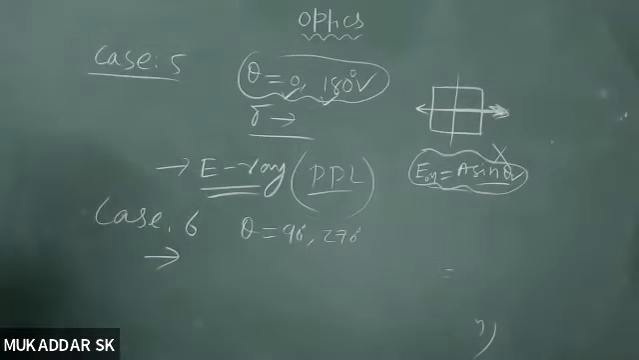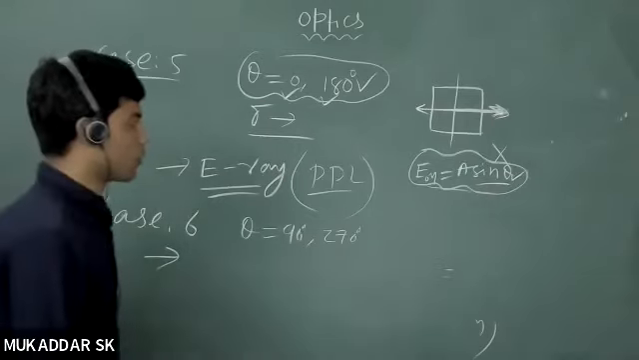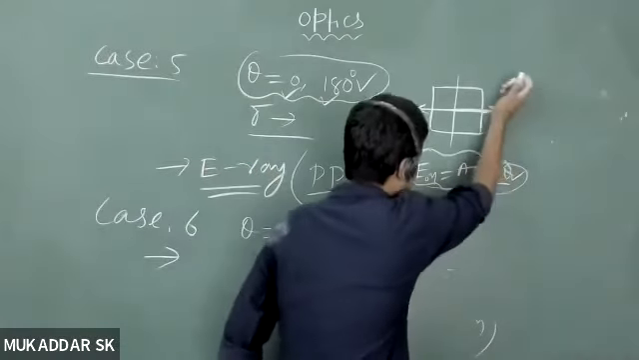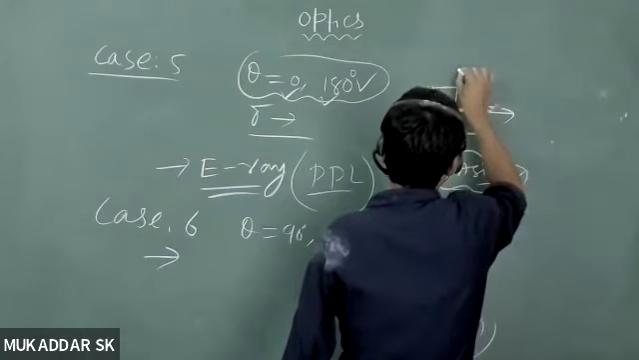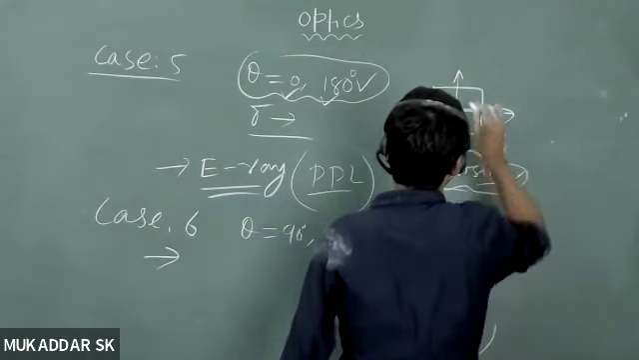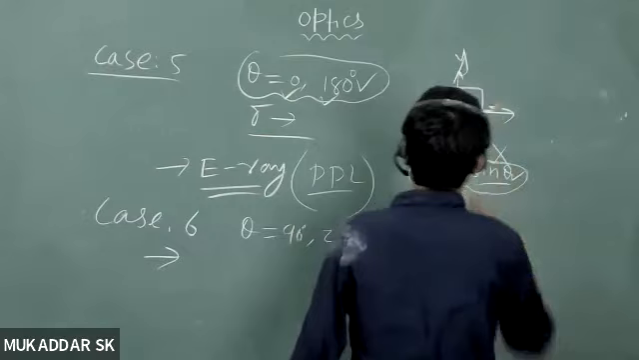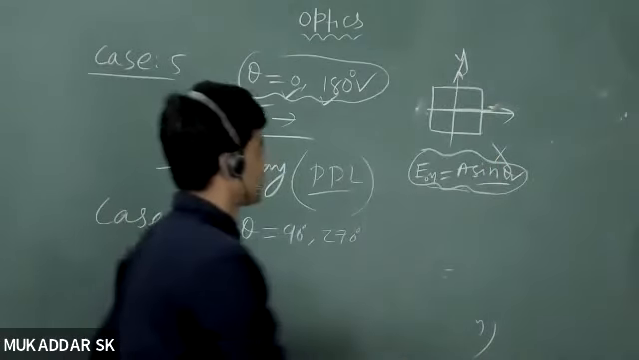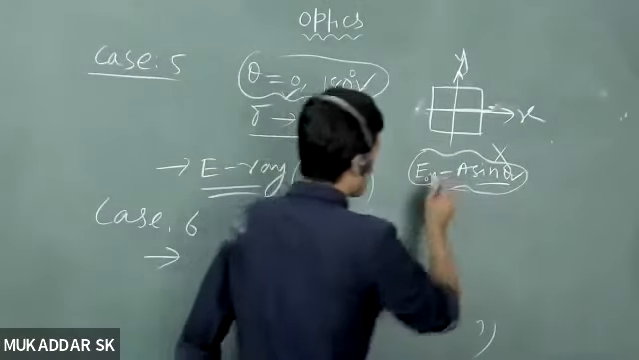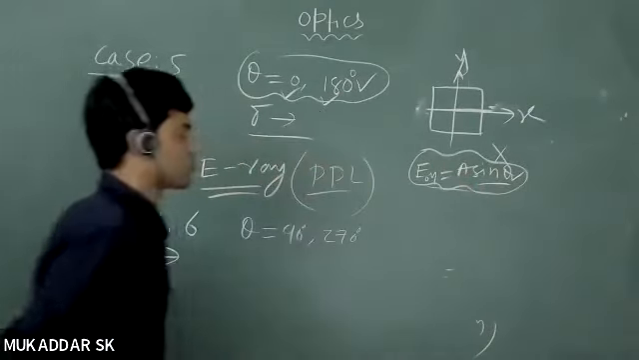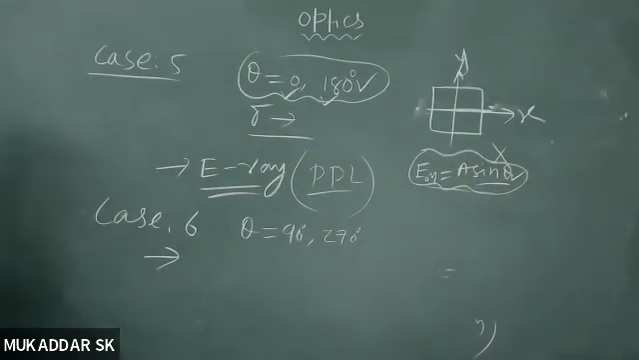Sir, only E0y will be there. Yes, in this case, look, what does your theta 90 mean? Suppose on this side you have the optic axis, and the electric field is oscillating in which direction? It is oscillating parallel to the y axis, right? So in that case, you will not get any E ray. So this ray will not split into two components. This incident ray will have only one component, that is the O ray, right?